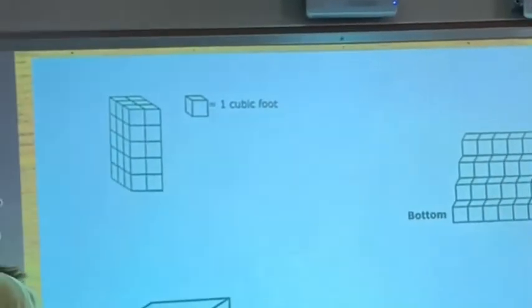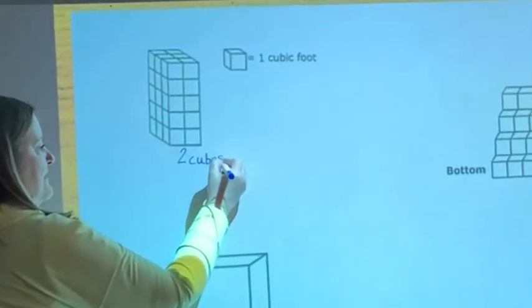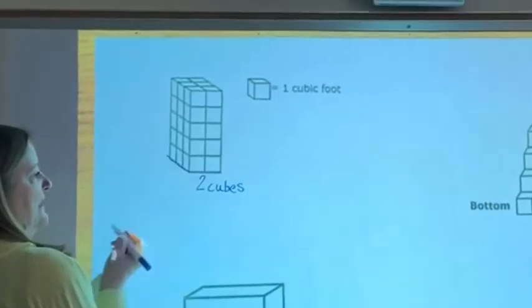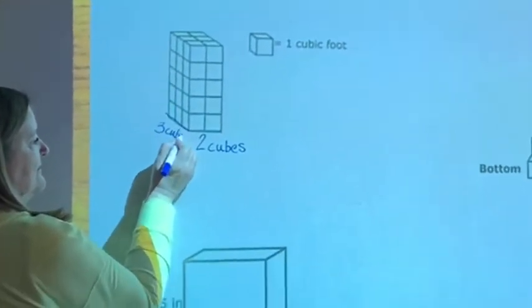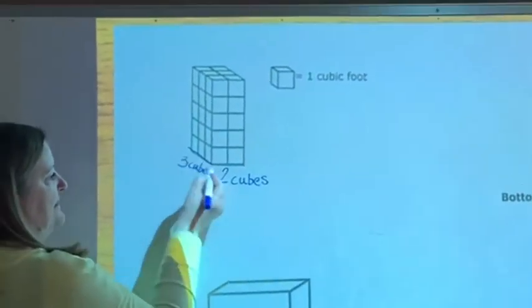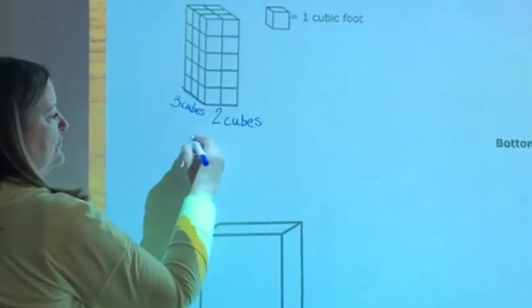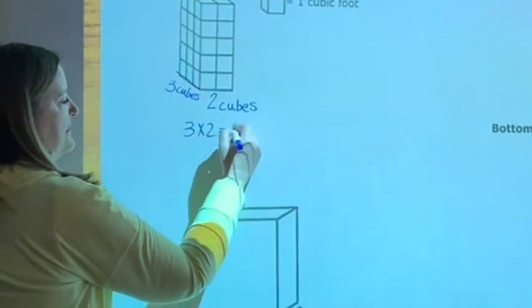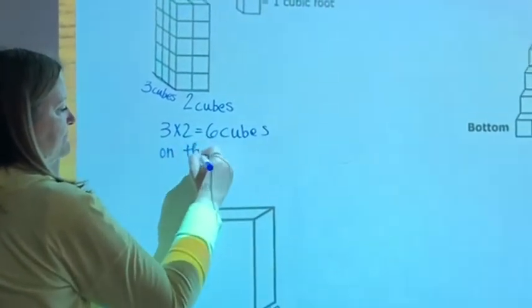So what we're going to do is see how many cubes we have going across this way. We have 2 cubes. We have 3 cubes going this direction. And all across the bottom, we would have 3 times 2, or 6 cubes on the bottom layer.